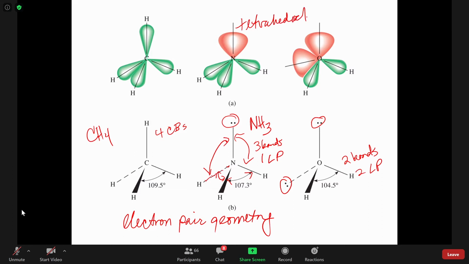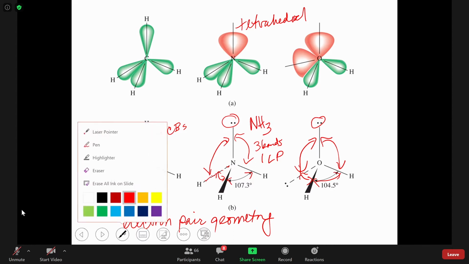Same thing here. There is repulsion between these 2 non-bonding pairs, between these 2 lone pairs. There's repulsion here. There's repulsion here. Repulsion everywhere. Okay. So, but there's one thing to keep in mind.